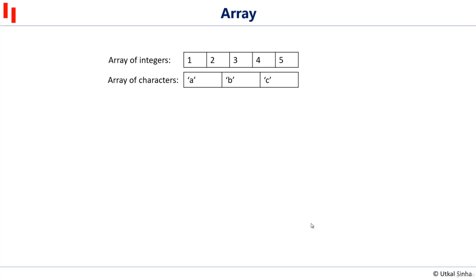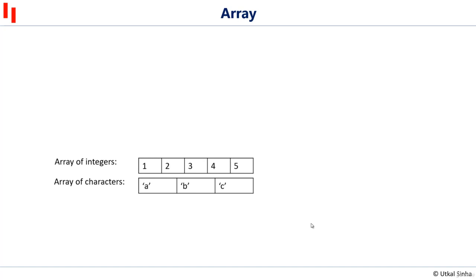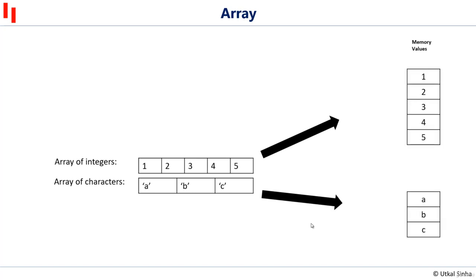Now what do I mean by that? Let's see. The sequence of integers and the sequence of characters are stored in memory as shown on the right hand side, as a sequence of values one after another. In this case, we can see that the array of integers 1, 2, 3, 4 and 5 on the left hand side is stored in the computer memory one after another.